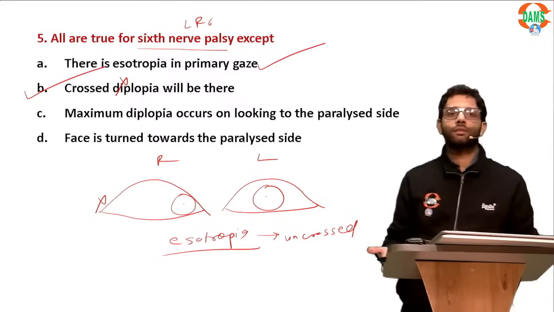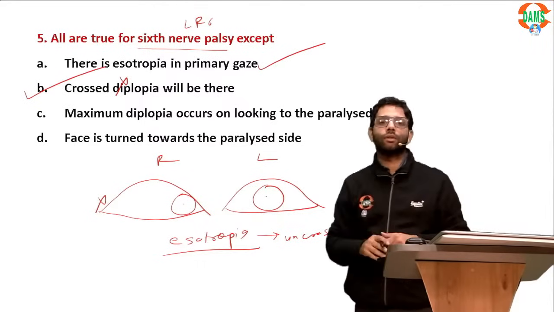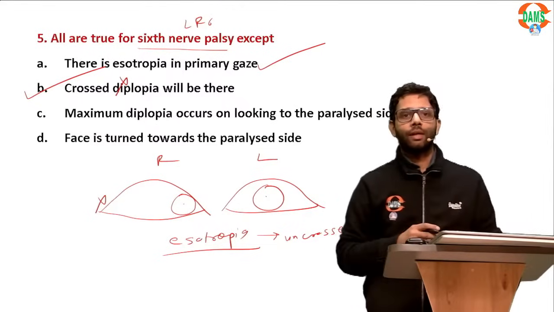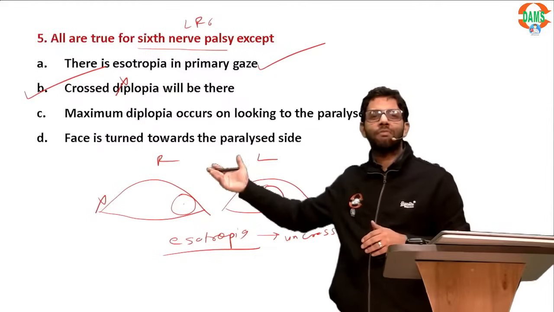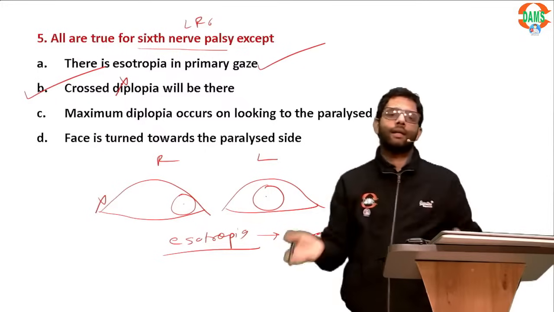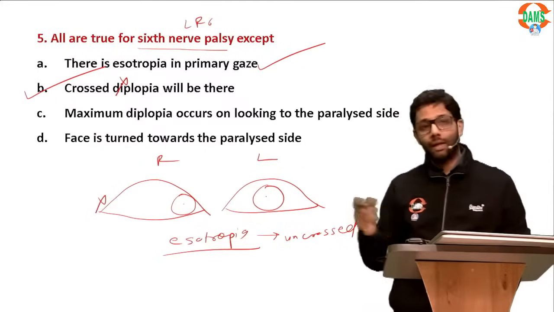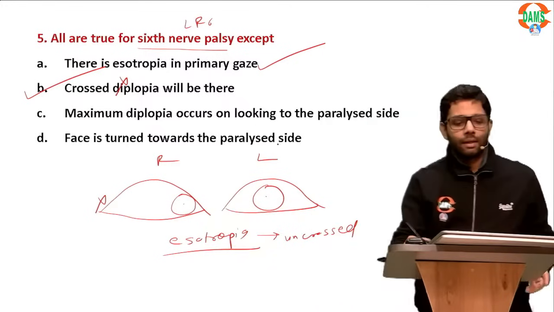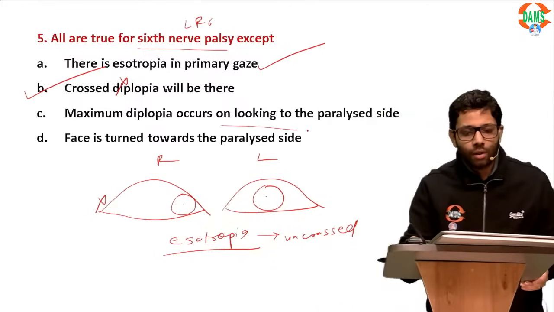That is how you solve this. Only by two options you cannot solve this question. That eso is there in sixth nerve palsy and eso has uncrossed diplopia. Even if you don't know the maximum diplopia, the phase turn doesn't matter. You should know that exo has X and X has crossed diplopia. But let us see. In a paralytic squint, the maximum diplopia is on looking to the paralyzed side.